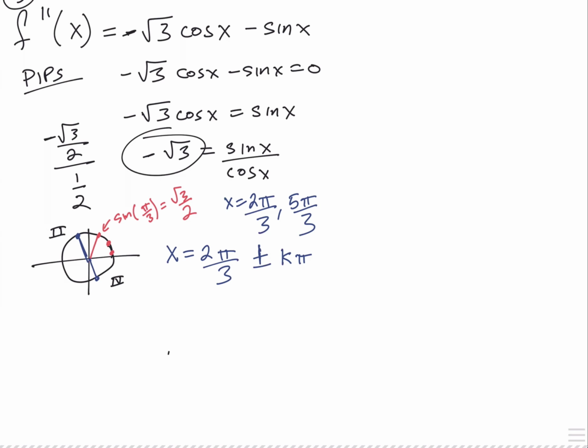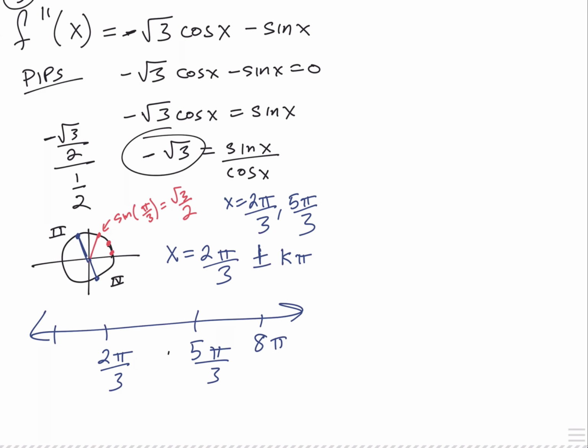Okay. So then next thing is what we just did, right? So 2 pi over 3, 5 pi over 3. Let's put a couple more here. So what would be the next one after 5 pi over 3? 8 pi over 3, right? Just keep adding pi or subtracting pi. So left of 2 pi over 3, what would that be? Negative pi over 3. Yep.